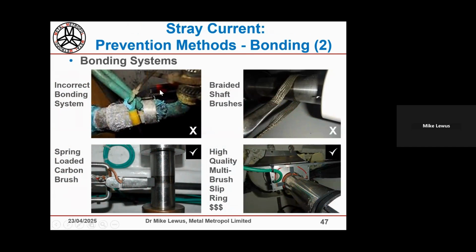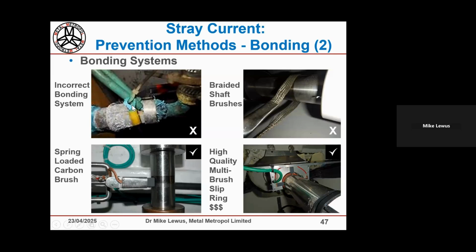I mean, the top examples are sort of poor examples. One's very much a lash-up job. This is where key components are being connected to a bonding system, and in this case, the prop shaft. Now, it's recommended that the resistance between your bonding system and the prop shaft is less than 1 ohm. I forget the particular British standard, but typically you don't want it to be more than 1 ohm.